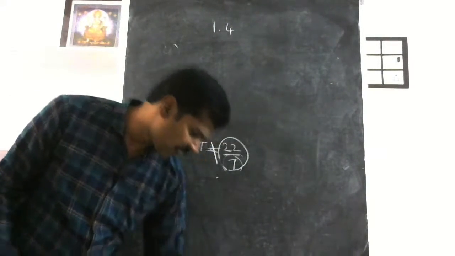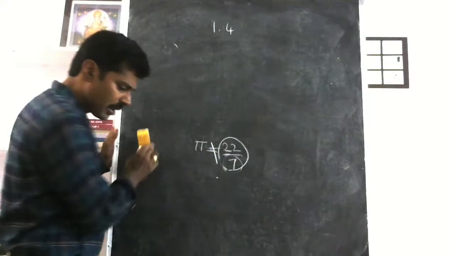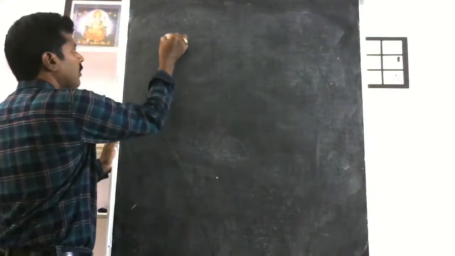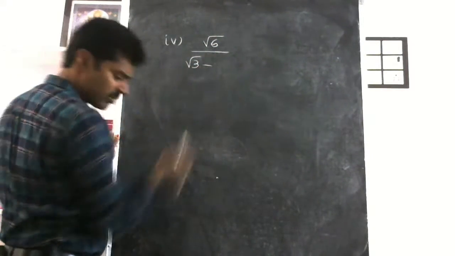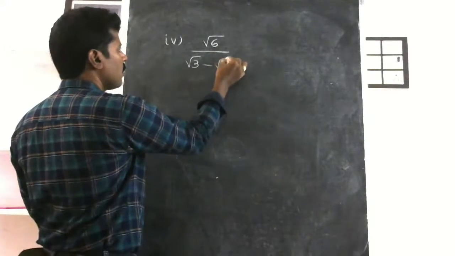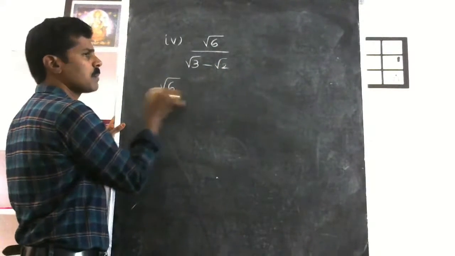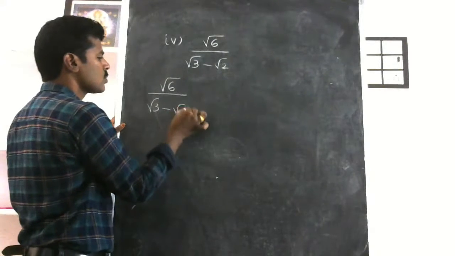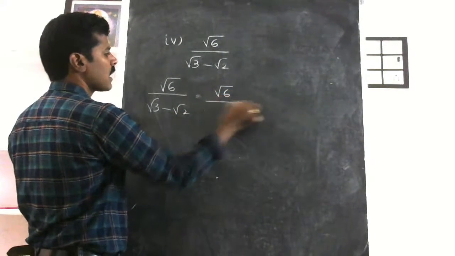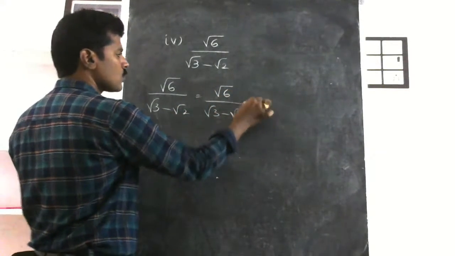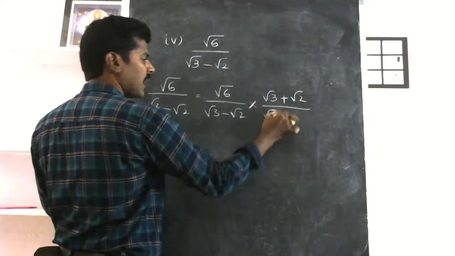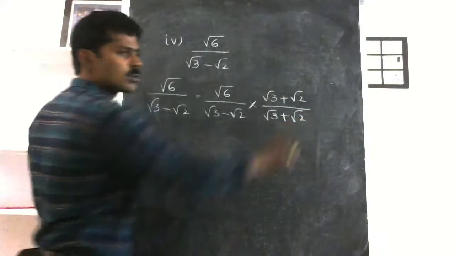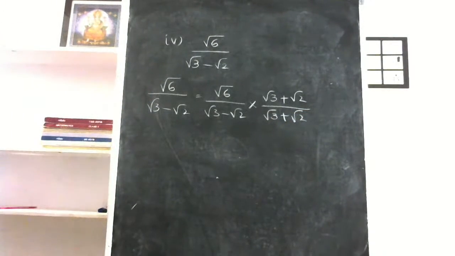And problem number 5, while doing Roman numeral 5, in that fourth problem, what I have got from some of you: square root of 6 by square root of 3 minus square root of 2. For this problem, you have done well. First, square root of 6 by square root 3 minus square root 2 equals square root of 6 by square root 3 minus square root 2, times square root 3 plus square root 2 by square root 3 plus square root 2. There you have to go.